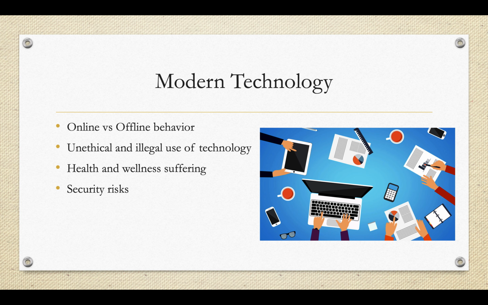There also is an unethical and illegal use of technology, which is that you can spam people, piracy, and so on. And there's also health and wellness suffering, which is cyberbullying, cyberstalking, psychological internet addiction, physiological suffering, where you can get carpal tunnel syndrome or eye strain, and then security risks, which is that is there malware? Is there the Trojan horse viruses happening on your computer? How can we counter that?